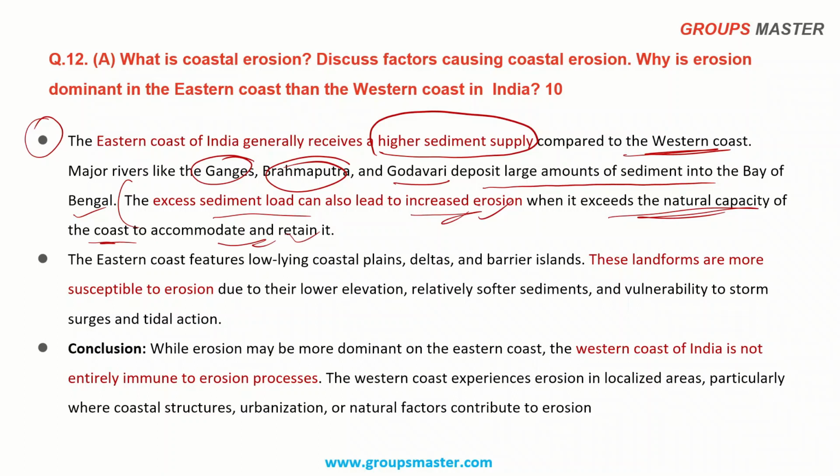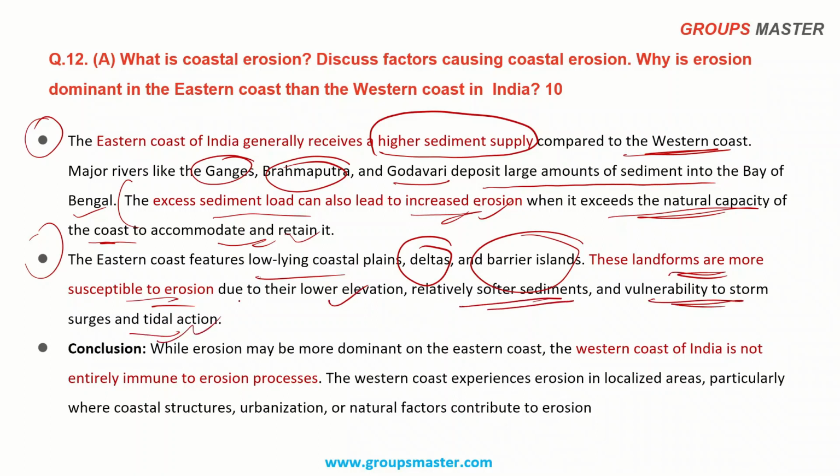Next important factor is east coast features. Low-lying coastal plains and deltas are the features of the eastern coast, and also barrier islands are the features of the eastern coast. Actually, these landforms are more susceptible to erosion because of their lower elevation, relatively softer sediments, and vulnerability to storm surges and tidal action.